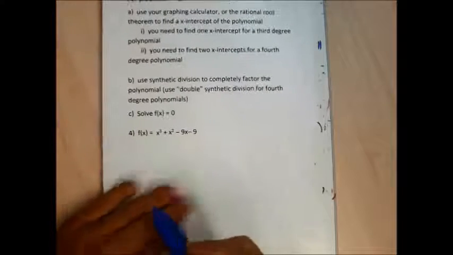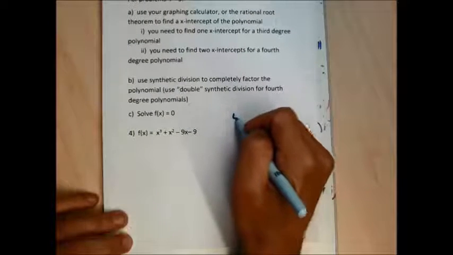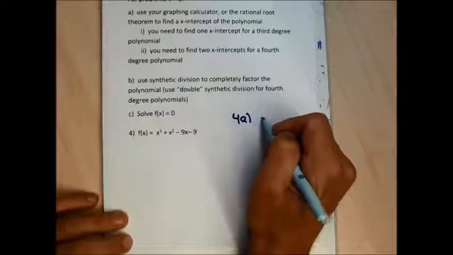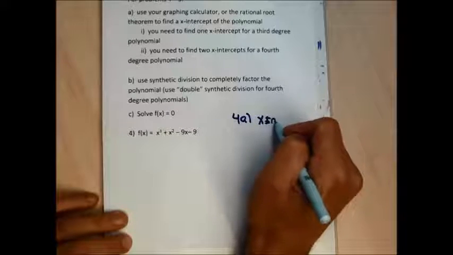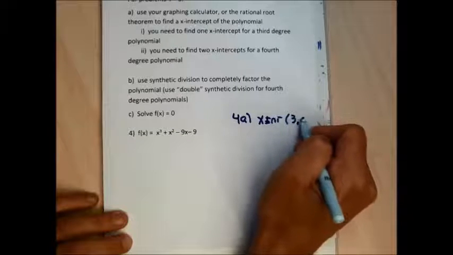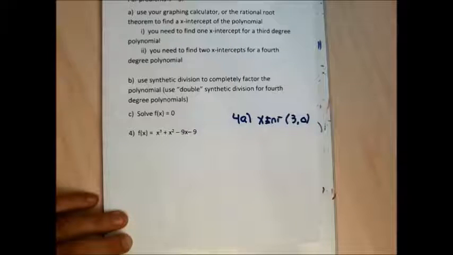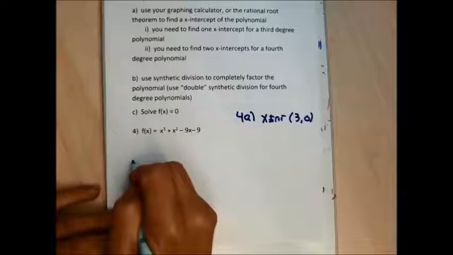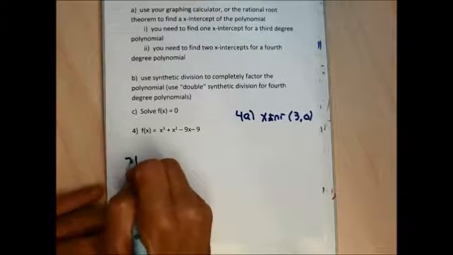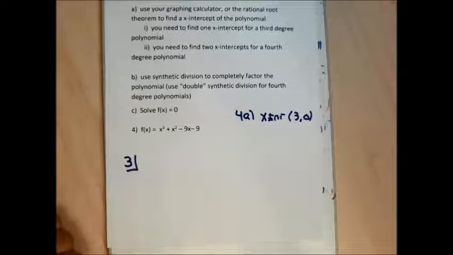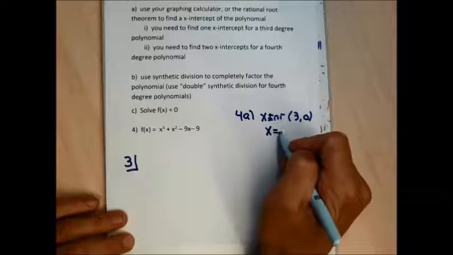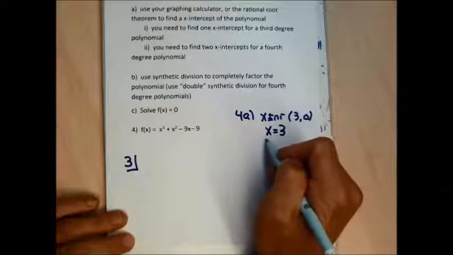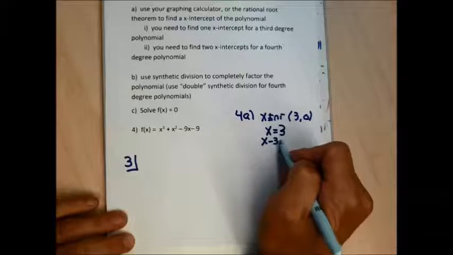My answer to part 4A, the x-intercept that I'm going to pick, is the 3, and that's going to help me do synthetic division. The synthetic division I'm going to do is going to have a 3 in the backwards L. And really specifically, the algebra that would produce an x-intercept of 3 would be x minus 3 equal to 0.